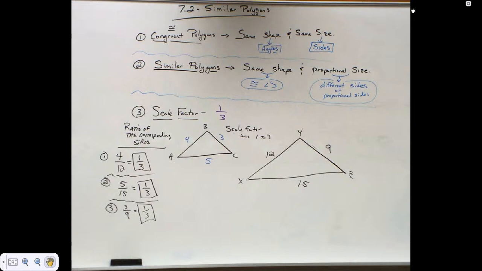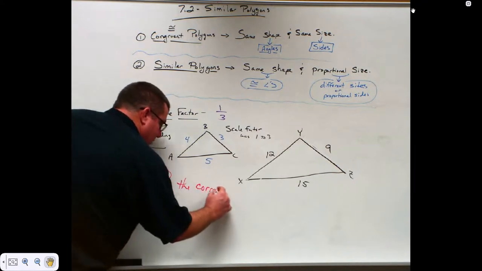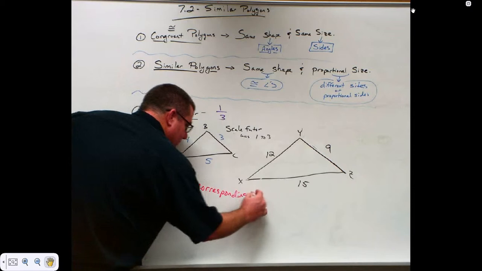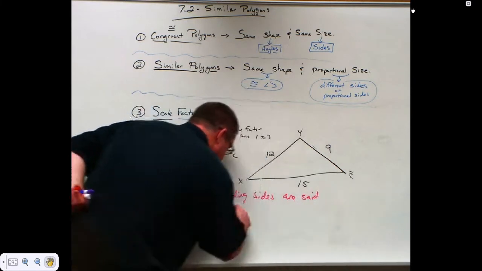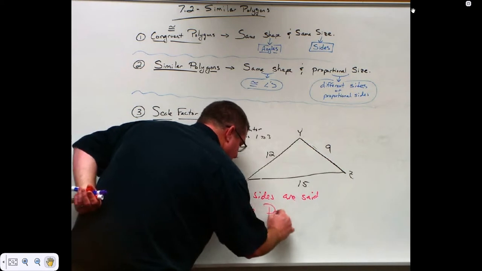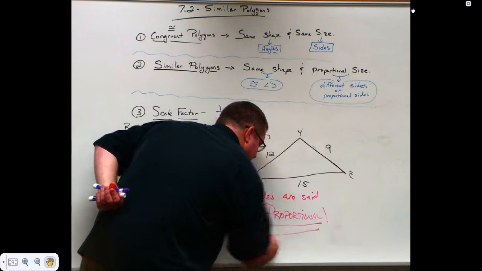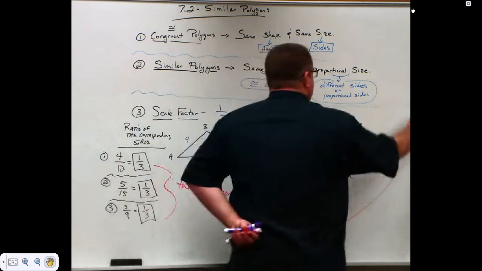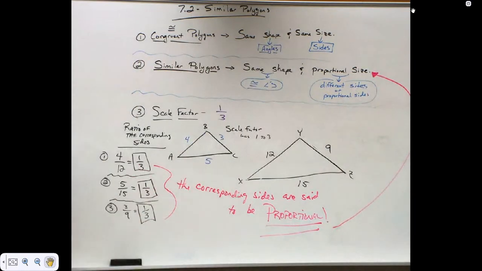Important things to relate to here. Because of this, the corresponding sides are said to be, you know what this word I'm going to use is? Anybody know? Proportional. What I was talking about, having proportional sides. So for any two similar figures, polygons, you're going to have what?